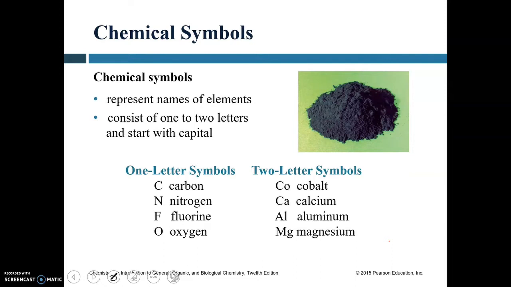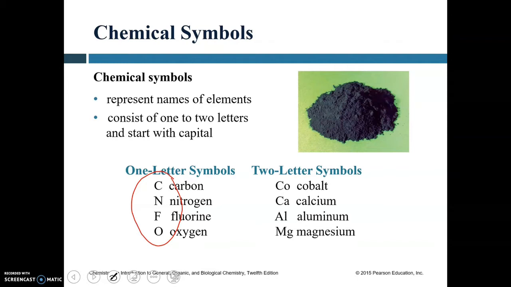Each element is represented by a chemical symbol, which always consists of either one or two letters. There's not really a common rule. You will memorize the symbols for the elements as you move along. So far, you need to know the symbols for the elements of the first, second, and third periods. It's going to get more clear as we move through the lecture.